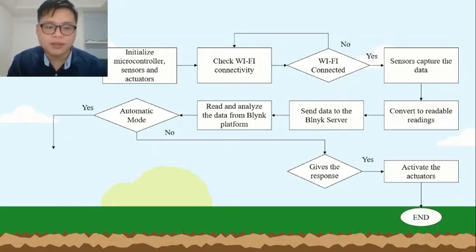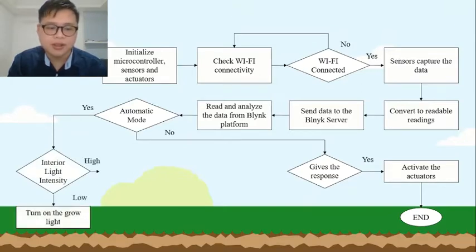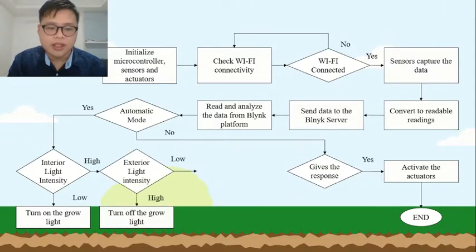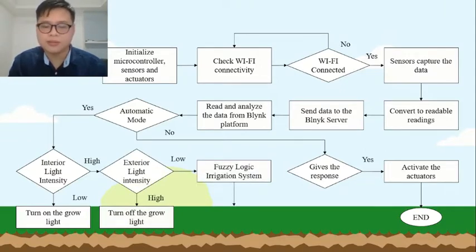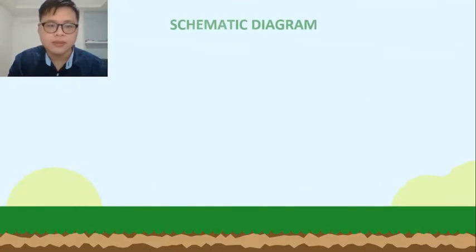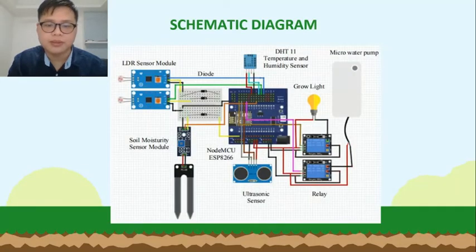If the automatic mode is on, the system will check the interior light sensor and the exterior light sensor. Then it will proceed to the fuzzy logic irrigation system, so that the irrigation will function based on the fuzzy logic. So we will proceed to the schematic diagram. This is the schematic diagram of the project.